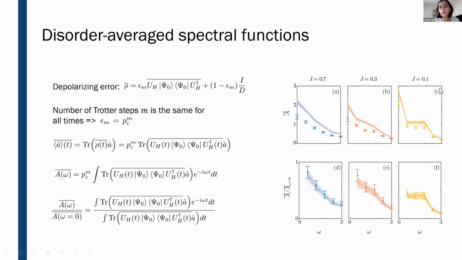Well, for the different panels, it's different values, but it's constant within a panel. So for instance, at J equal to 0.7, it's this value for the experimental data. At J equal to 0.3, it's this value. Yeah. Okay, yep.